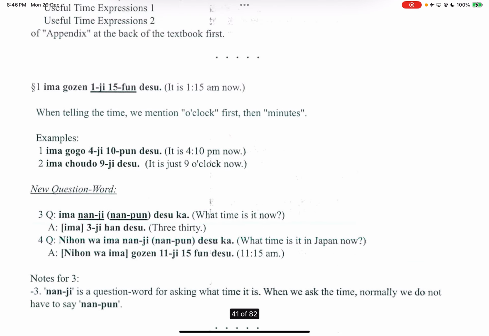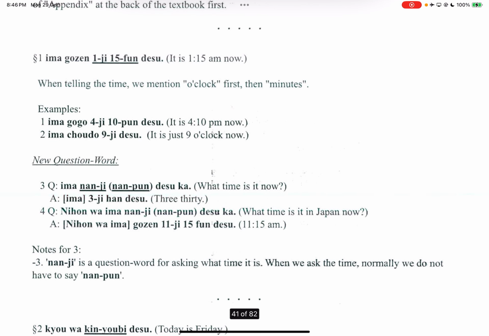Let's go on to the next page, number 1. Ima. Ima means now. Ima, gozen 1-ji 15-fun. So 午前 simply means AM, that means before noon. So before noon is AM.